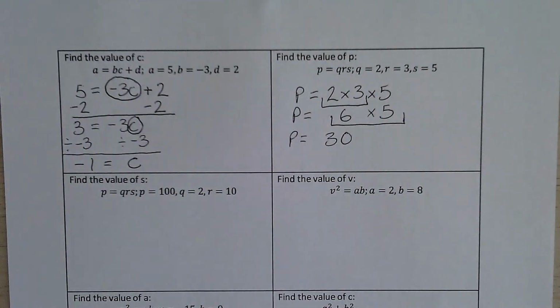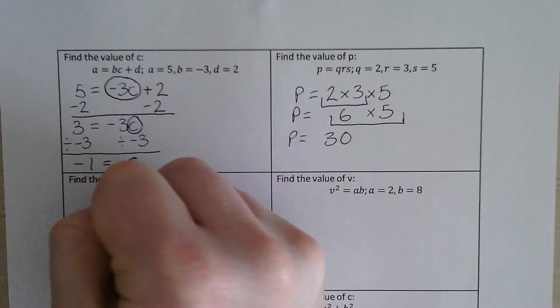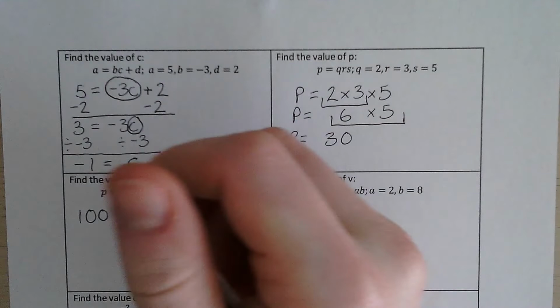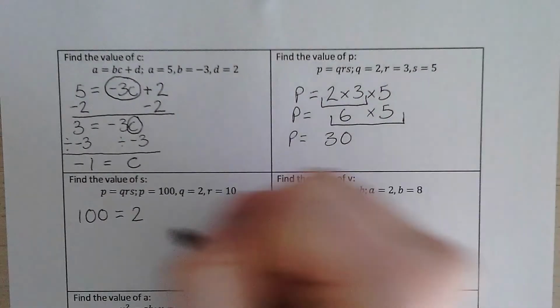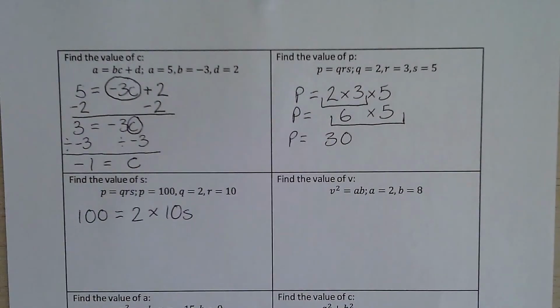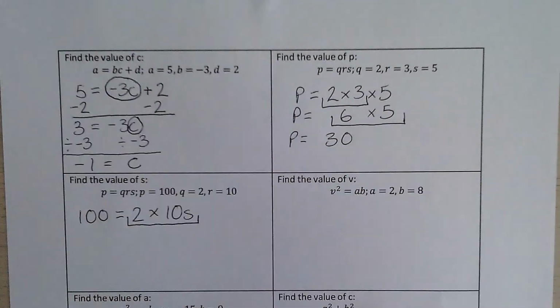Our next question is similar but with different values. And also we're trying to find the value of S rather than P. Again, we start off by just replacing the variables with their values. So we've got 2 times 10 S. Well, here we can multiply 2 times 10s together.